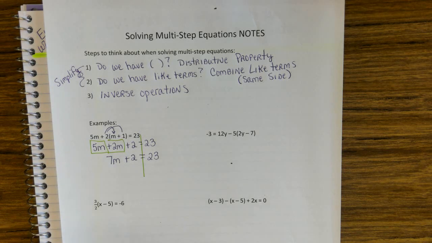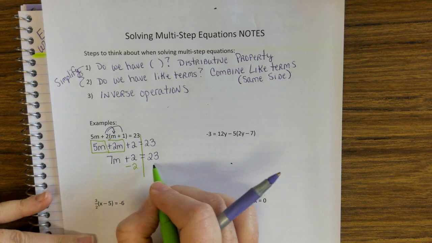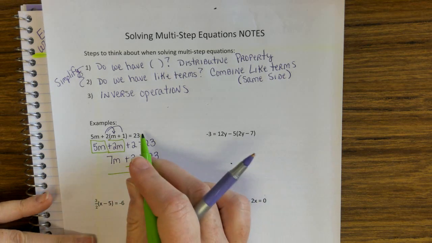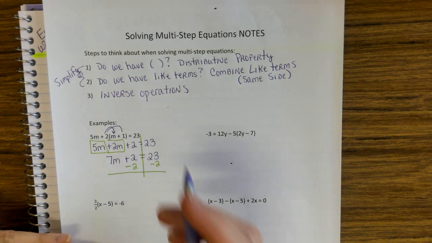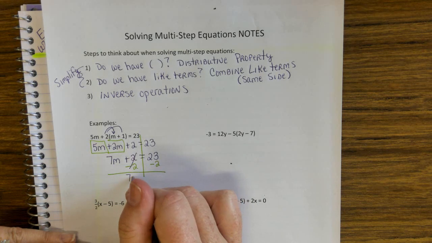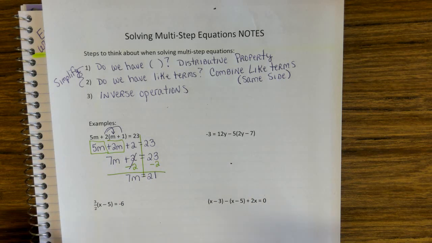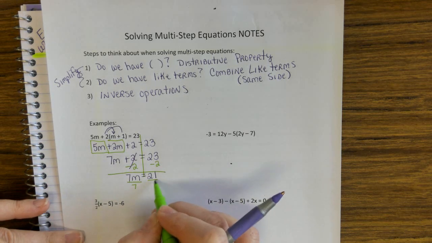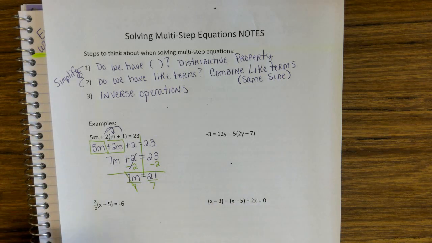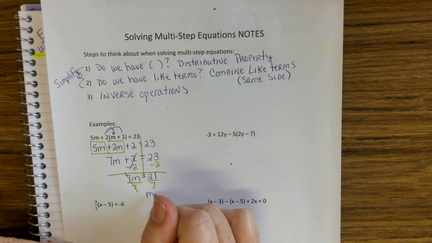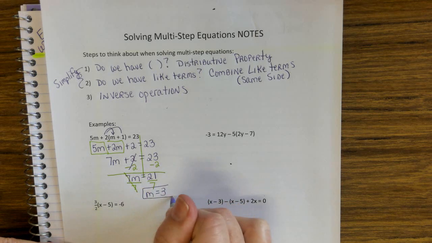Now I've combined everything. I've simplified the equation as much as I possibly can, and now we're ready to do inverse operations to get the variable by itself. So I'm going to say minus 2. Now you don't have to draw all these lines unless that's something that really helps you. 7m equals 21. And then we would divide by 7 to cancel out this 7. And so m equals 3. This is our solution.